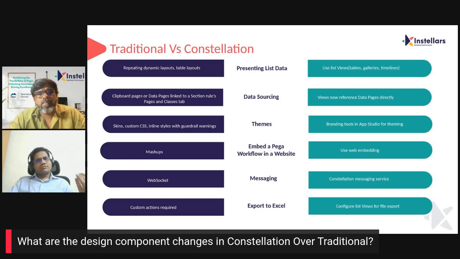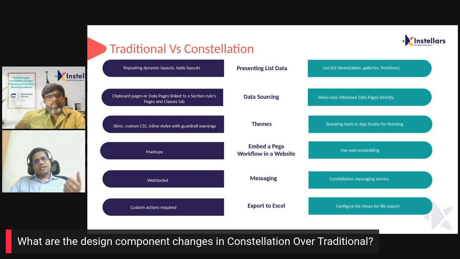Next is messaging. In the traditional way, we use web sockets. Whereas in Constellation, there are Constellation messaging services. I think in the architecture we have discussed these Constellation messaging services as well. This new messaging service provides a more integrated, out-of-the-box solution for pushing notifications and updating the UI menu. This is a big difference from the previous web sockets.